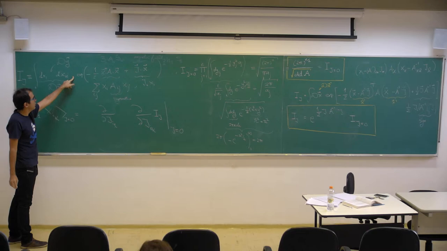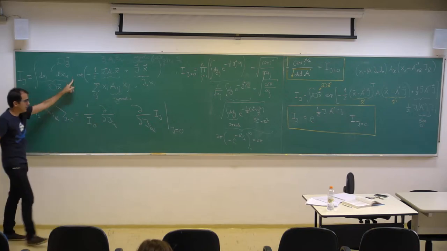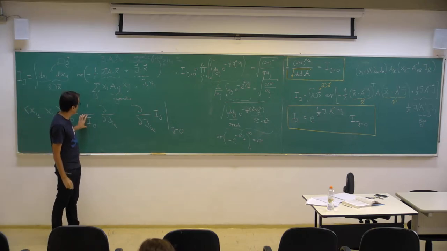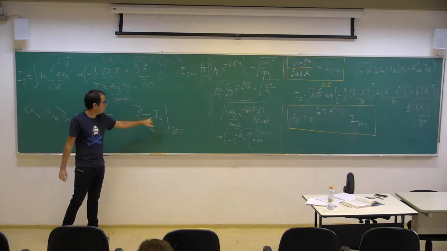And I want the average of 1 to be 1, so I want to do 1 over I_0. So I want to normalize by the integral without source. This is independent of the source, so I can put it here. So what I want is exactly the derivative of the ratio I_j over I_0. Right?